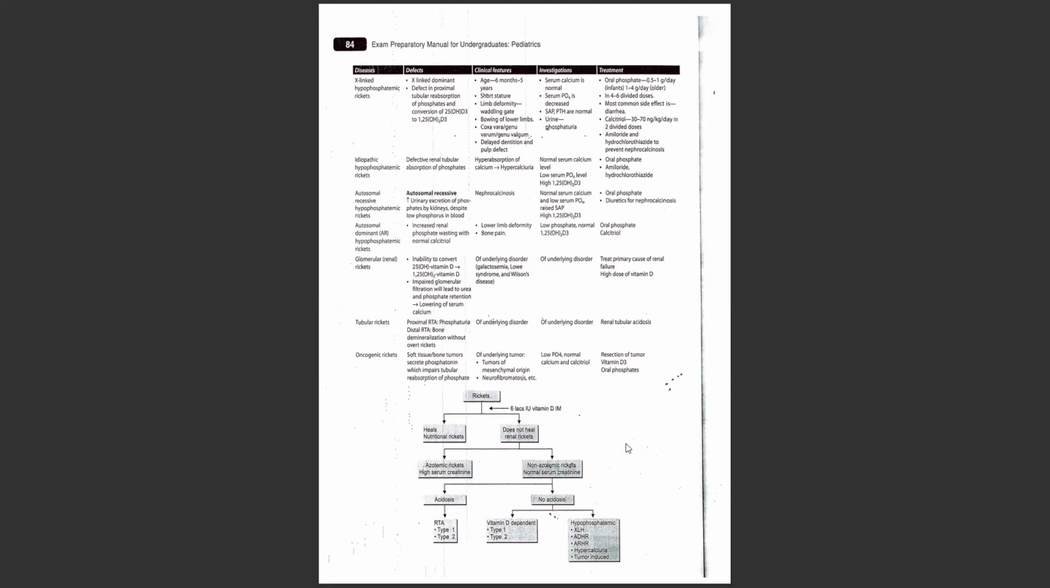So these are the non vitamin D resistant rickets. So these are the vitamin D resistant rickets, a class of non-nutritional rickets.